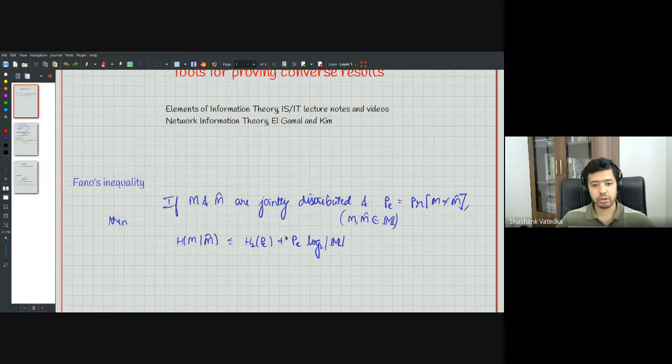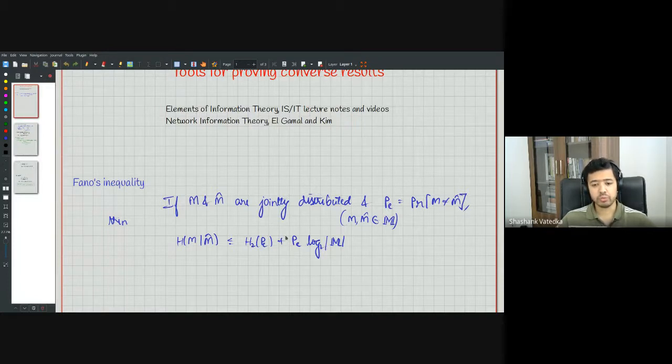But there's also a converse part to both these theorems. And it says that if you try to operate above the fundamental limit or below the fundamental limit, that is, if you try to compress the source at a rate below the entropy, or you try to communicate at a rate above the channel capacity, then the probability of error will not go down to 0. It will be bounded away from 0. Okay, and that is what we'll try to prove now.